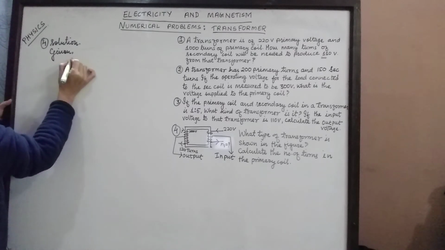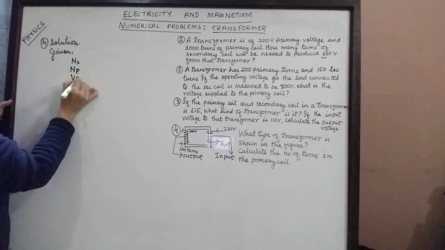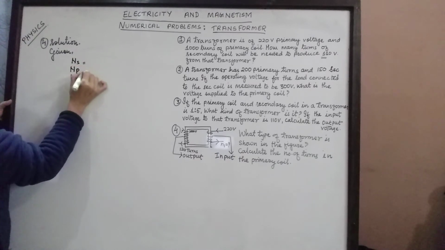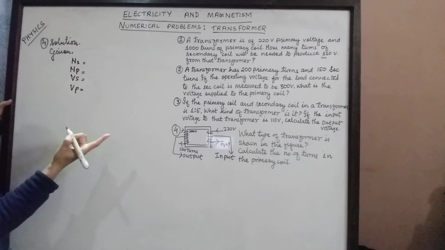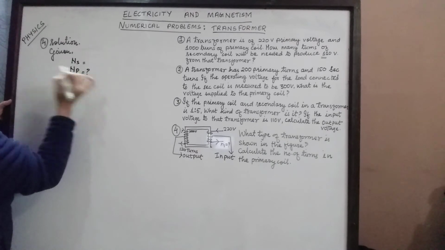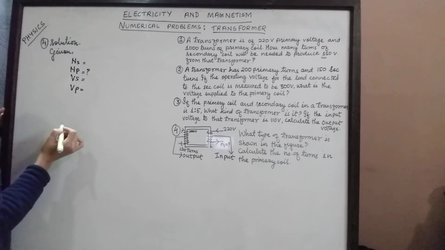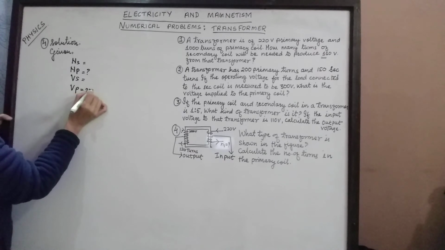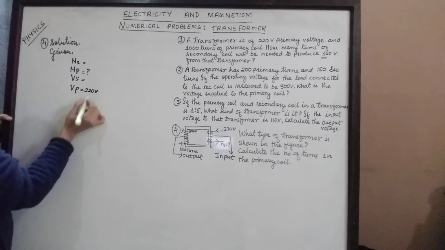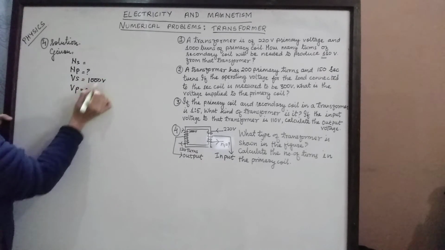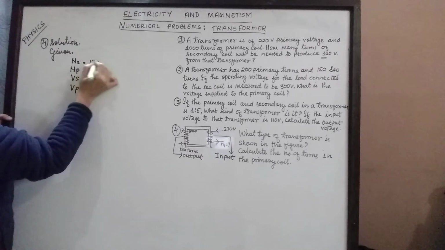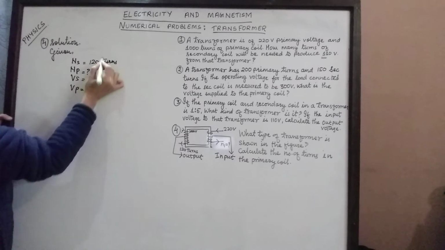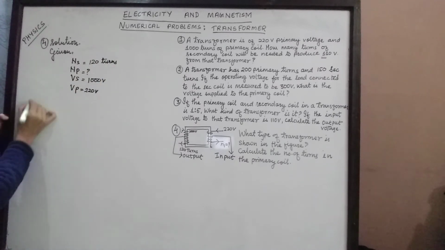Given, what is given directly: NS, NP, VS, VP. Write down this way. Number of turns in the primary coil should be calculated. This one is not given. Voltage in the primary coil 220 volt. Voltage in the secondary coil 1000 volt. Turns in the secondary coil 120 turns. Write unit for each of them.